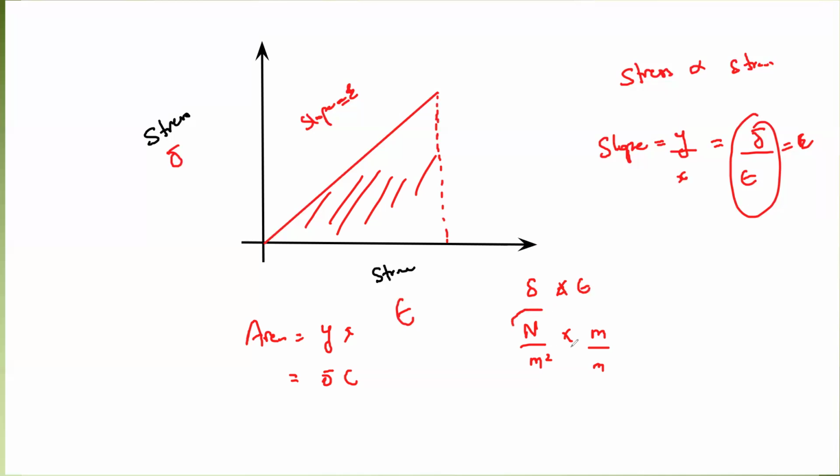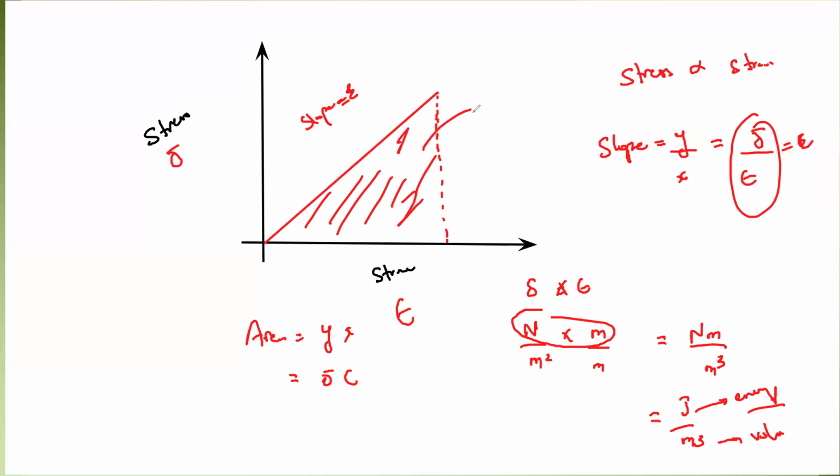So Newton multiplied by meter becomes Newton meter, and meter square multiplied by meter becomes meter cube. Newton meter is joules and meter cube is a volume. So this is a unit of energy and this is a unit of volume. So when I work out the area of this graph, what will I get? I will get energy density.